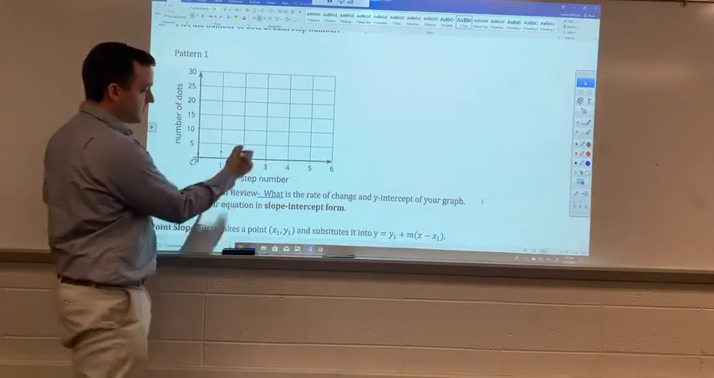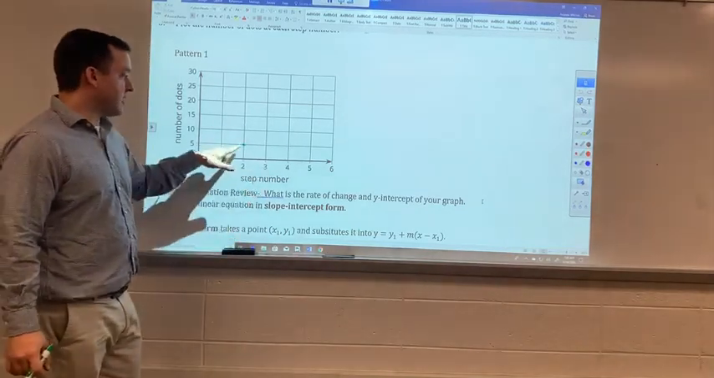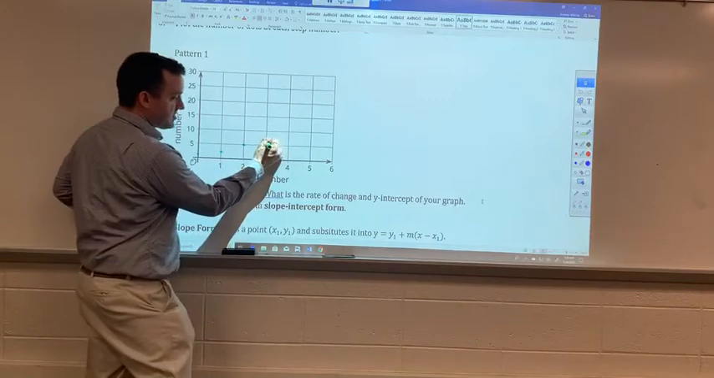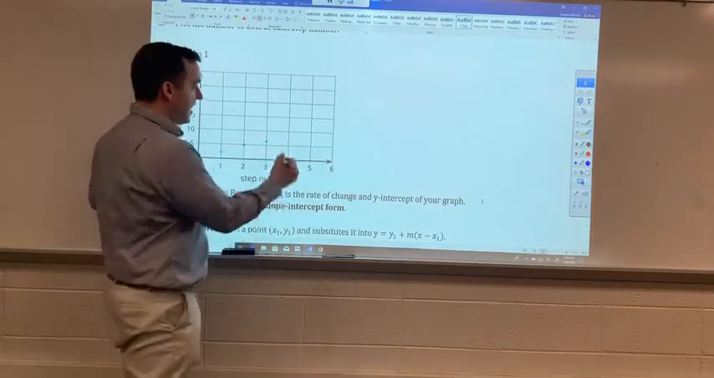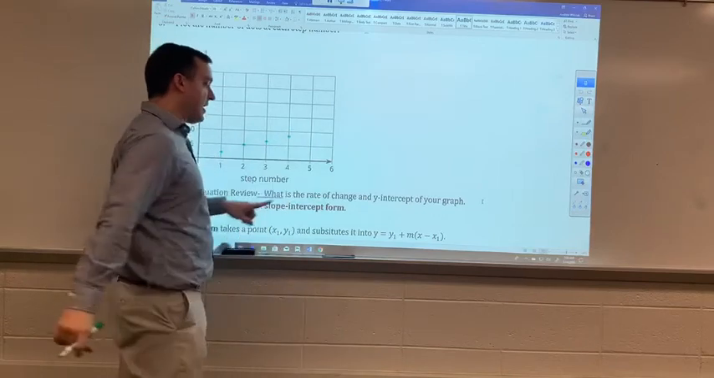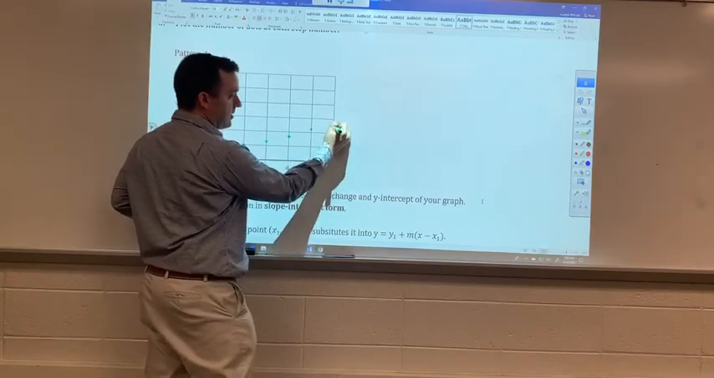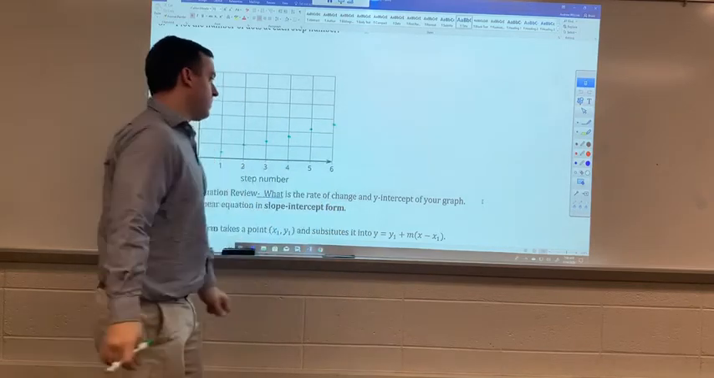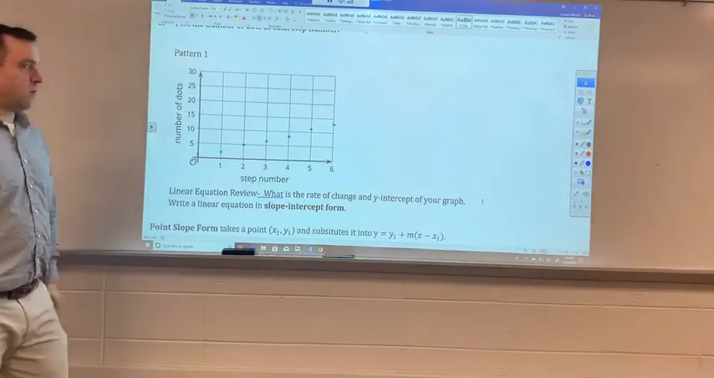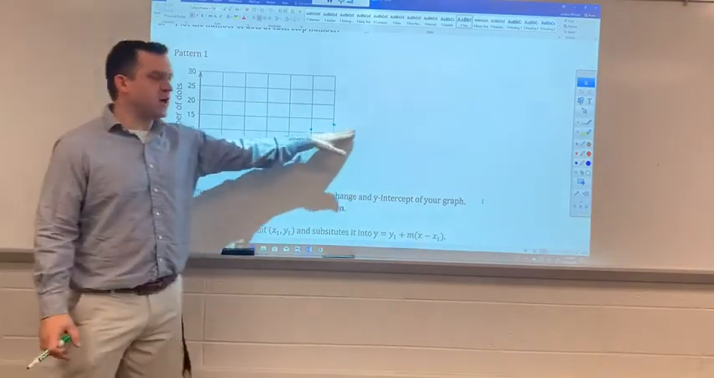We add 2, so that brings us to 5. For step 3, I start at 5, add 2, and bring us to 7, so I estimate that to be about right there. For step 4, I'm at 7, add 2, that is about 9. For step 5, at 9, I go to about 11. And then for step 6, I'm at about 13. So you can see a linear pattern here.